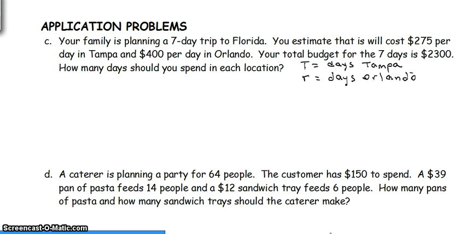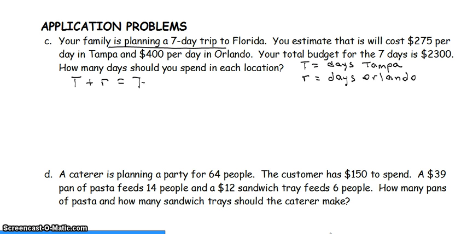Okay, now I'm going to use those variables to write a system of equations, and then we need to solve the system of equations. Now, I've got information here that tells me your family is planning a 7-day trip. All right. Well, that usually is your first equation you want to write. It's the easiest equation, which means I know that I have T for days in Tampa plus R for days in Orlando, and that's going to equal a total of 7 days. Usually one of your equations is real easy to write like that.